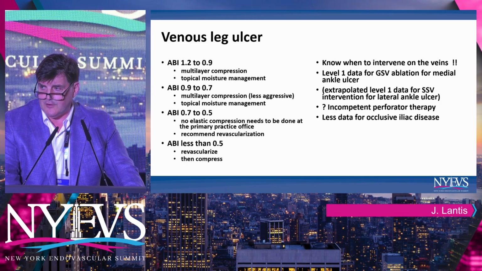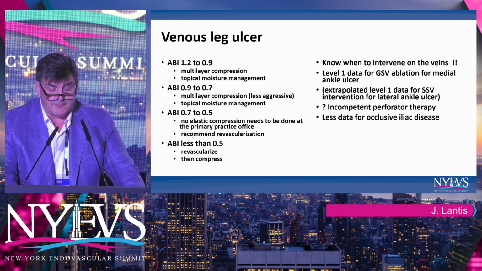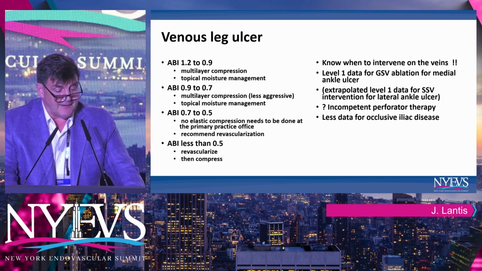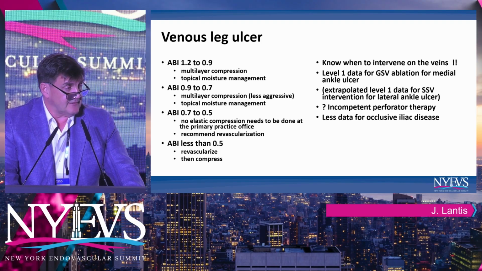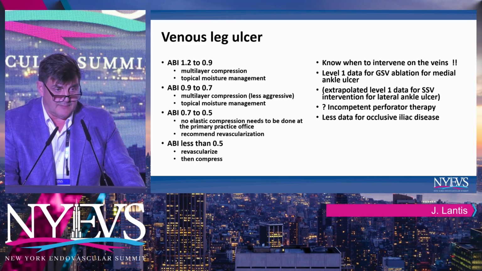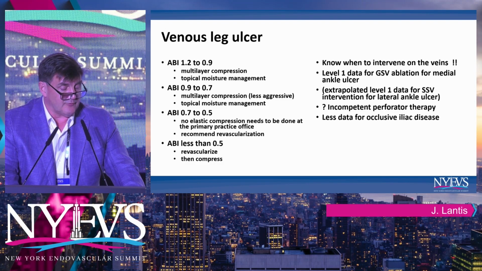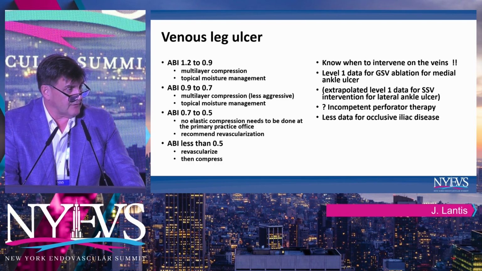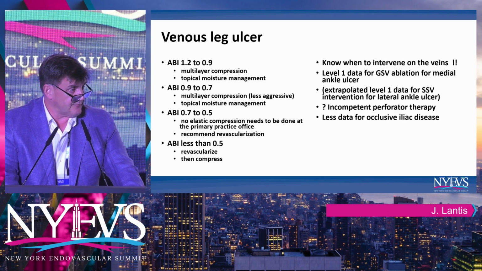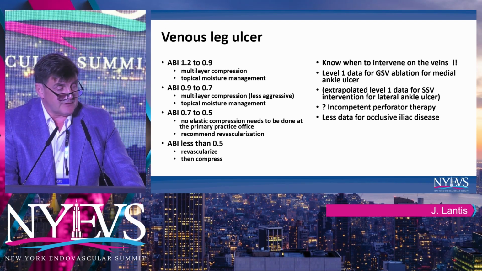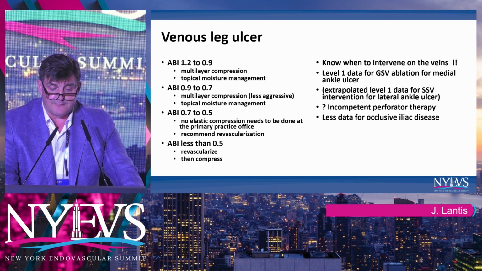You can't ask a nursing home or a nurse or somebody to do that elsewhere. Otherwise, you can tourniquet the patient and end up with malperfusion. And then less than 0.5, you definitely need to revascularize, and then you can compress. But don't forget to look at the veins too. And this is something you can provide comprehensive care on. And obviously there's level 1 data that shows that for patients with medial ankle ulcers who have venous reflux in their greater saphenous vein, they should undergo some form of ablation or surgery. That can be extrapolated to patients with lateral ankle ulcers who have short saphenous vein reflux.